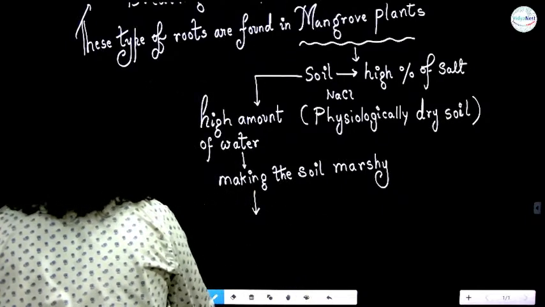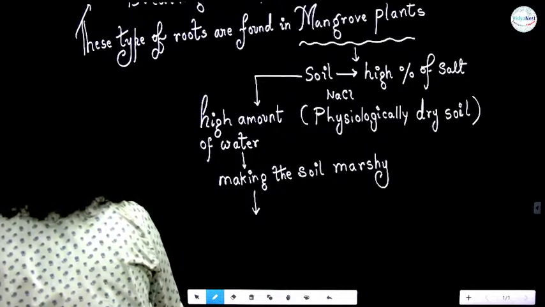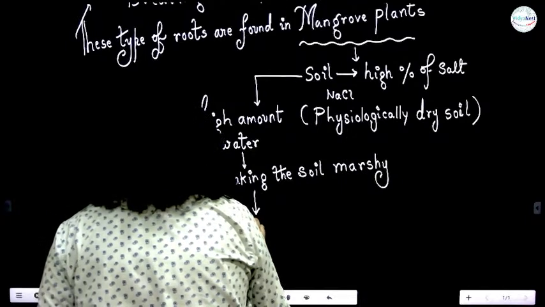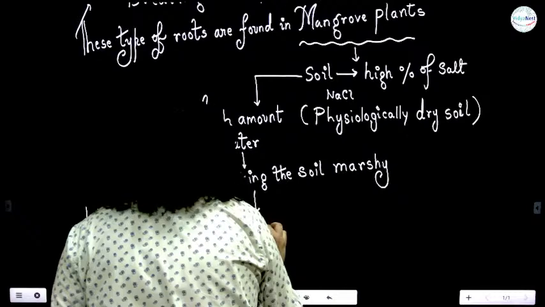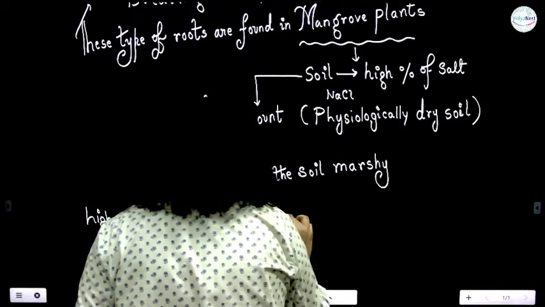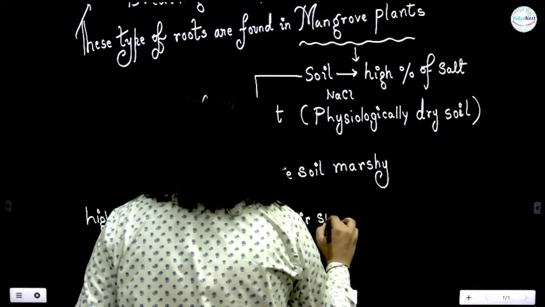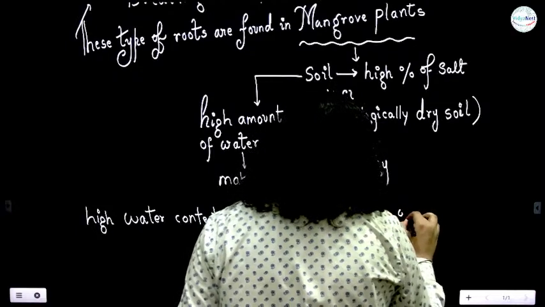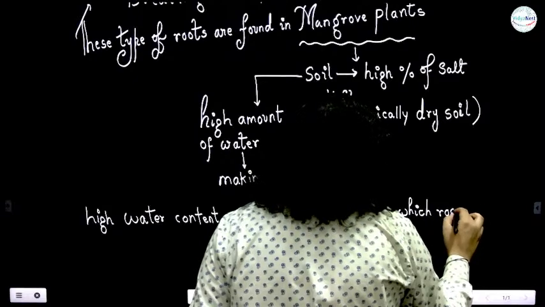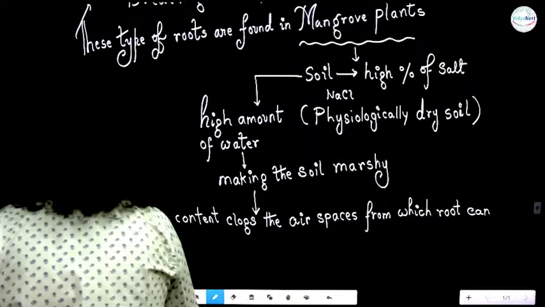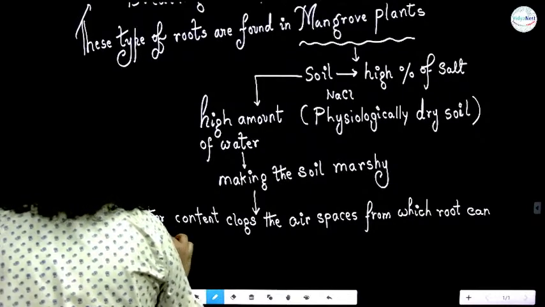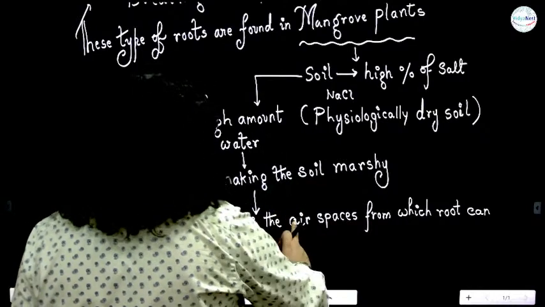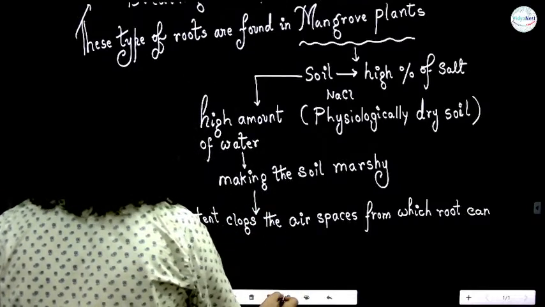So you can write: this high water content clogs the air spaces from which the root can absorb oxygen, can absorb air. So this high water content clogs the air spaces from which the root can absorb air, right?